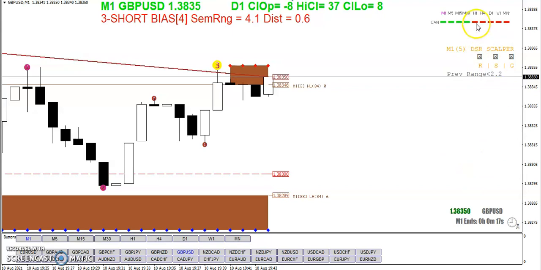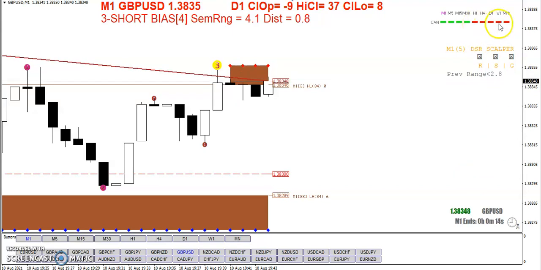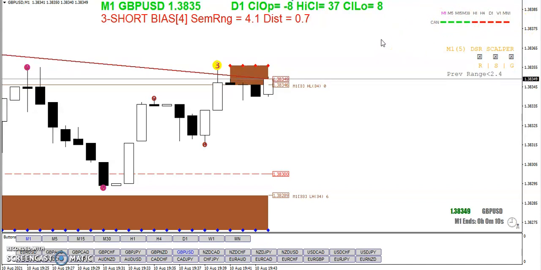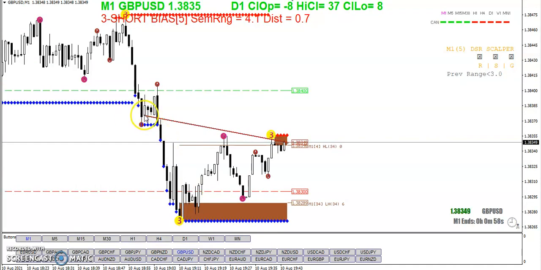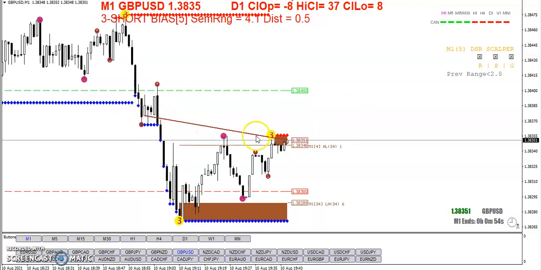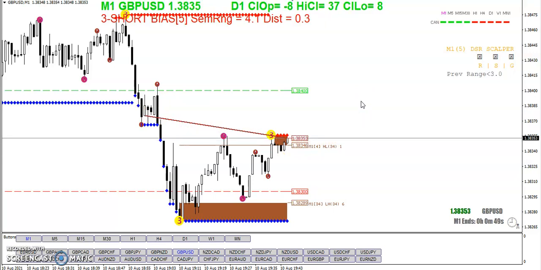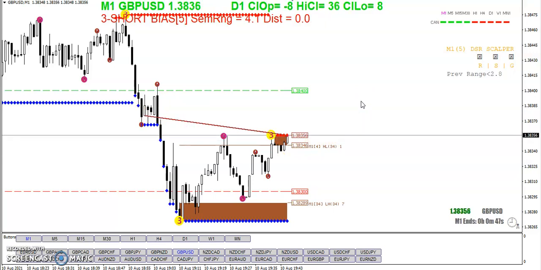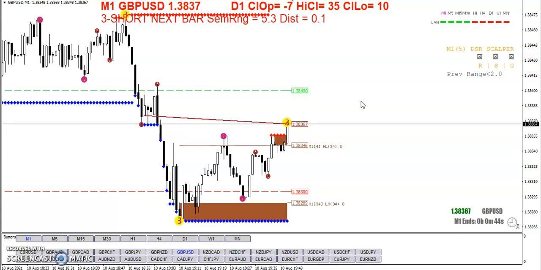And we notice here the H1 and above is red and M30 and below is green. So this is this hour candle. There was the open right there. And now it's taking off.